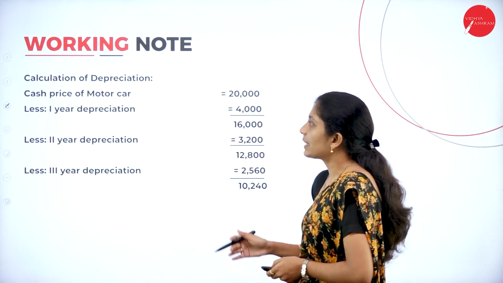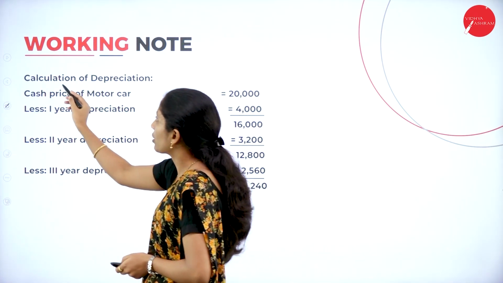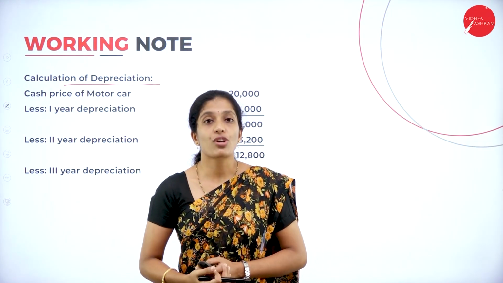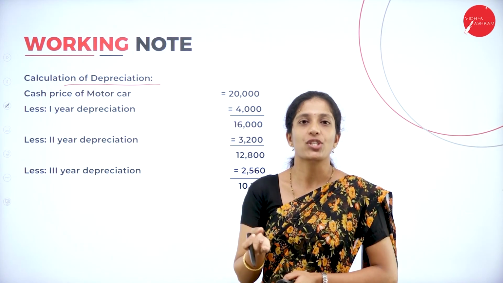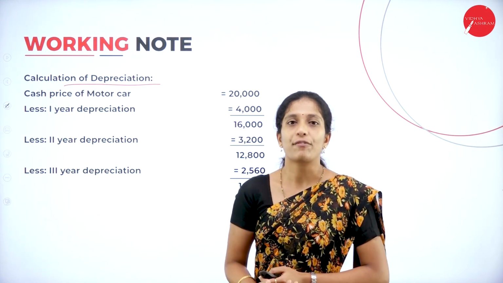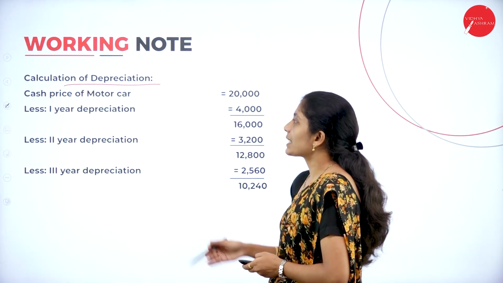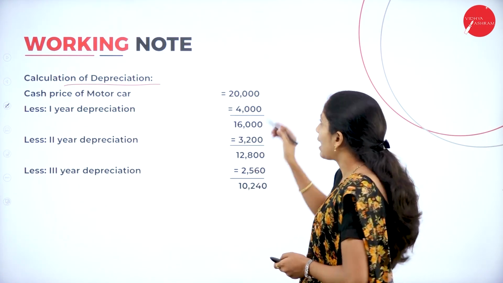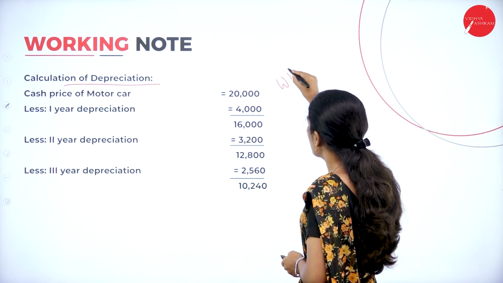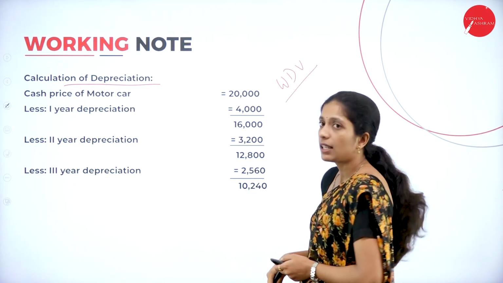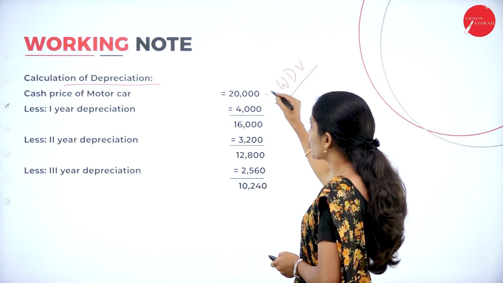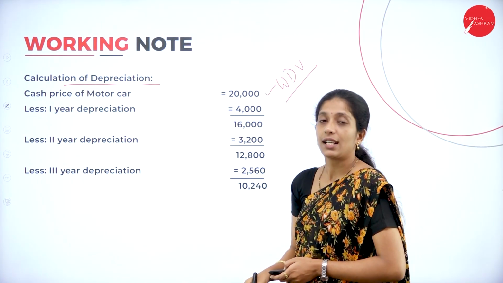Next we shall calculate depreciation, because we are going to prepare ledger accounts in the books of the hire purchaser. Now the hire purchaser is having an asset, so we have to calculate depreciation. What is the cash price of the motor car? We have calculated 20%, and they have told us to calculate on the written down value method or diminishing value method. So the cash price of the motor car is 20,000 less first year depreciation.